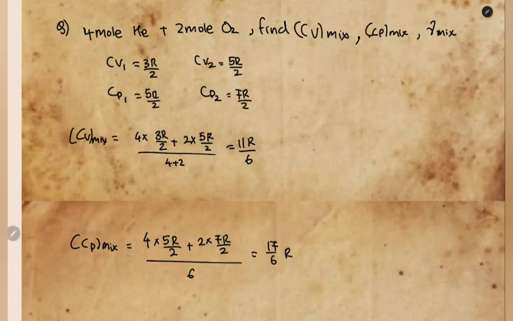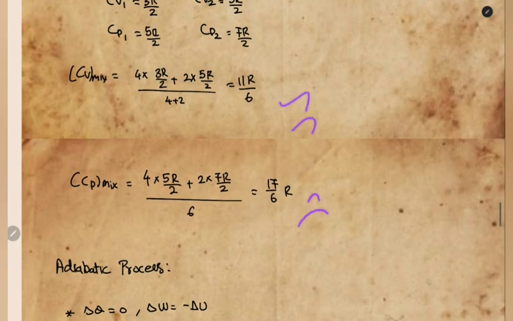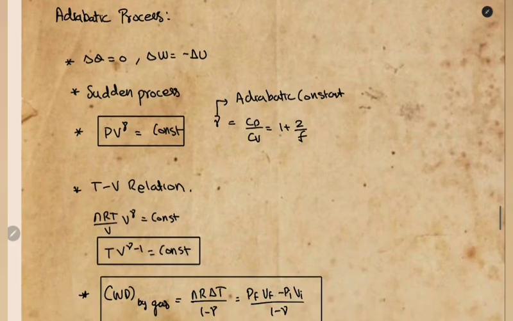Okay, 4 moles of helium plus 2 moles of oxygen, find CV mix, CP mix, gamma mix. This is an example of that. So 4 moles of helium. Helium is a monoatomic gas, which is 3R by 2, that is CV1. What about O2? It's a diatomic gas, which is 5R by 2. Cp values are also given in the table. If you go back and see, you can just get it. So how will you find it? 3R by 2 multiplied by the moles, plus this multiplied by 5R by 2, divided by the total moles. Simply you can get both the values. I hope this is an easy process. You can definitely do it.